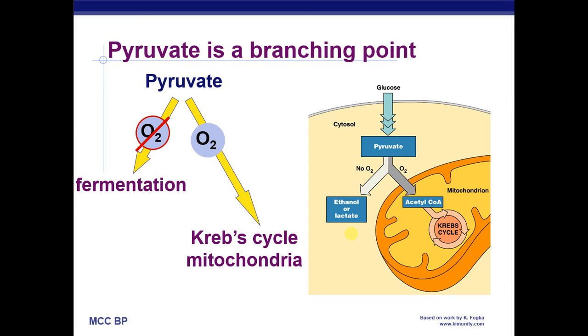So pyruvate is really the branching point. If oxygen is not present, anaerobic conditions like existed on early Earth, fermentation is the end product. We reduce pyruvate to ethanol or lactic acid, and that's kind of it. If oxygen is present, we can get much, much more energy out of pyruvate, and we end up doing the Krebs cycle and the electron transport chain and all of that, which we will talk about later this week. So we aren't going to say much more about fermentation.